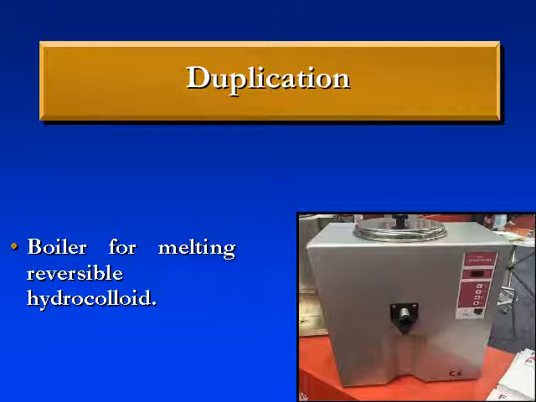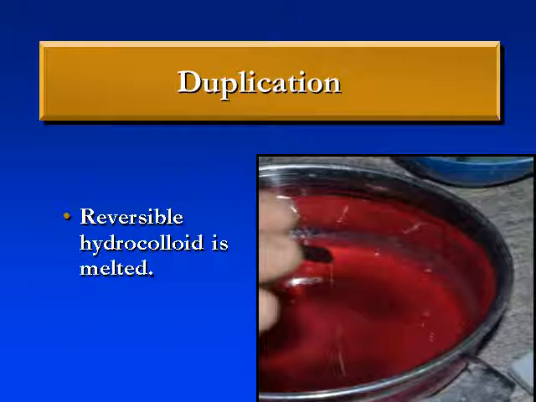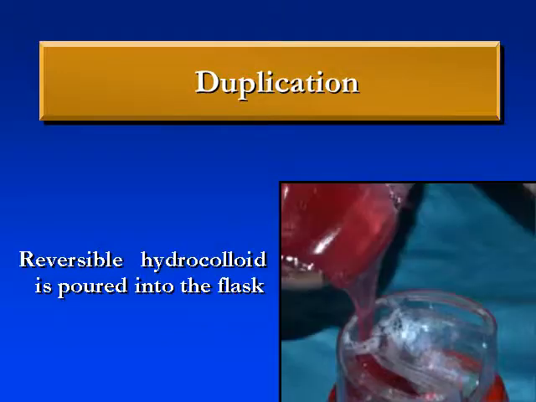So we bring a boiler for melting the reversible hydrocolloid duplicating material. The reversible hydrocolloid is melted by temperature. We pour this reversible hydrocolloid into the assembled duplicating flask.